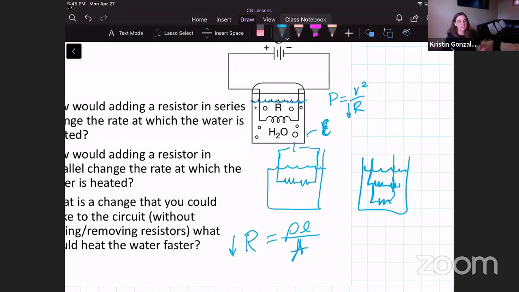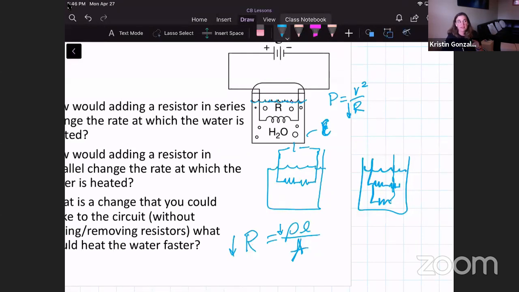So there's actually a few different things we could do here. We could change the material that my resistor is made of. What do I want to do to the resistivity if I want a lower amount of resistance? Well, I want to lower that resistivity, right? I could change the shape or length of the resistor. The main idea here is that you want to decrease the resistance.